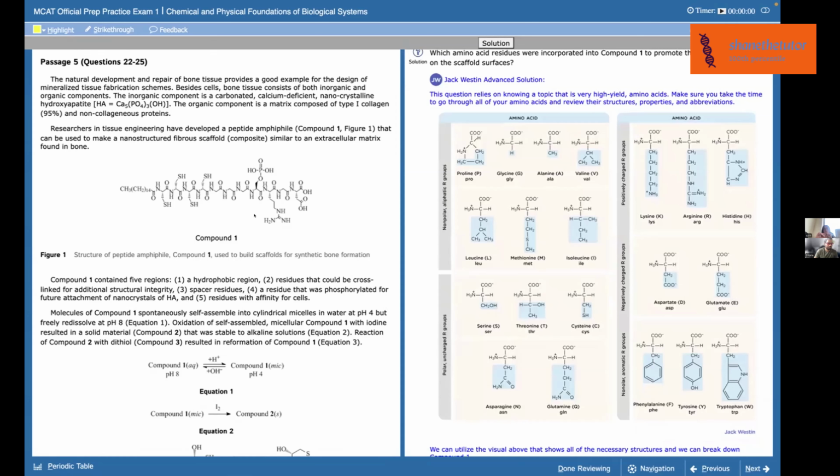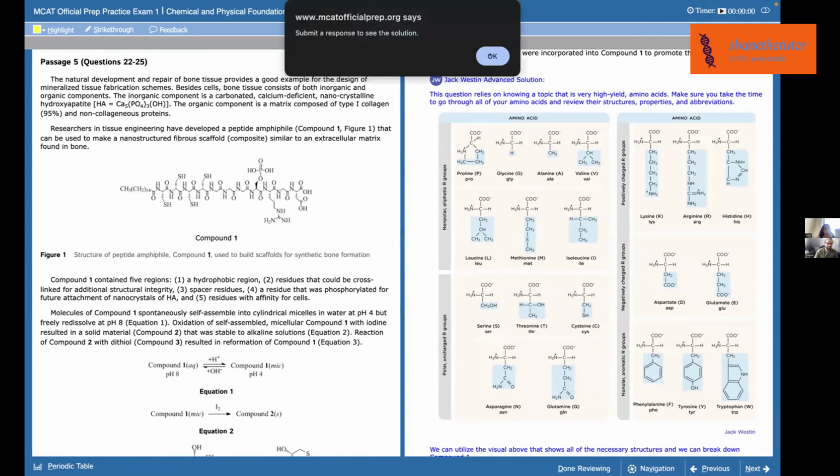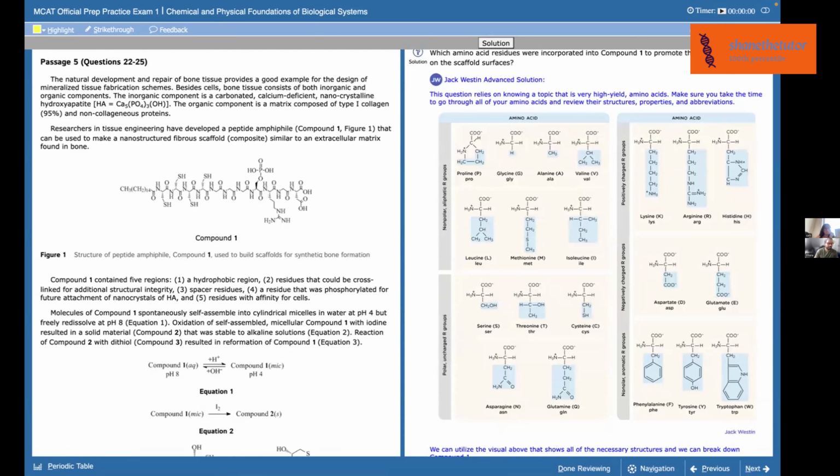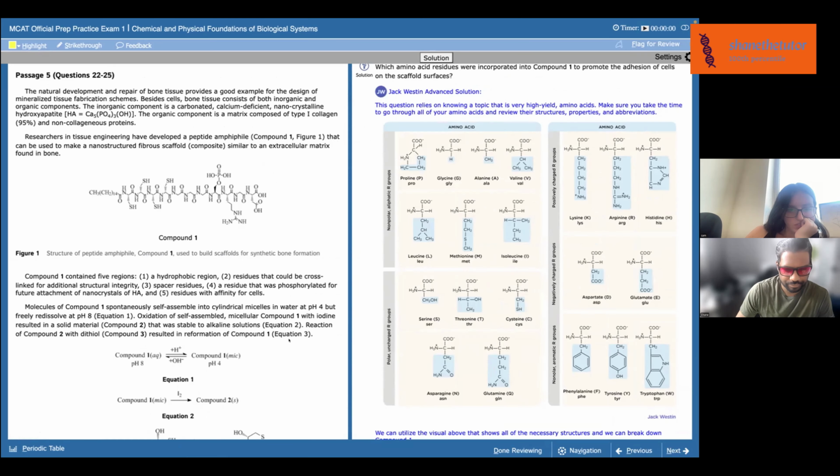I was trying to look at compound one to see if I could recognize any. I see sulfur groups. I'm not sure where the amino acids are. So what does the peptide bond look like?